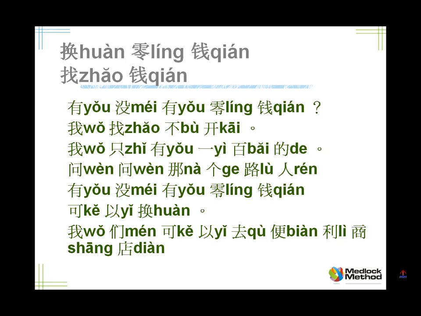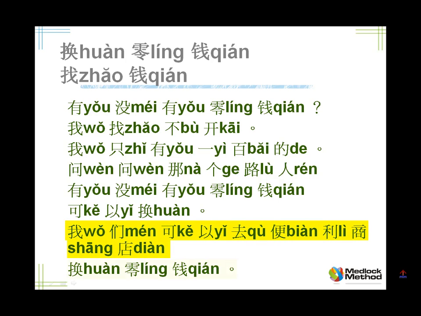Tell me to change. 换零钱. Put it together. Tell me, we can go to a convenience store to get some change. 我们可以去便利商店换零钱. Okay, let's say that one more time. 我们可以去便利商店换零钱. And that brings us to the end of Taxi Chinese in Chinese Language Builder.